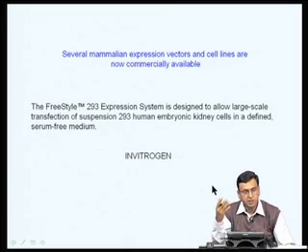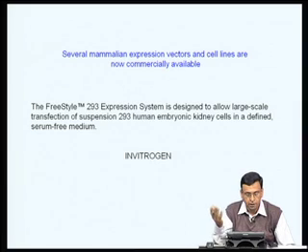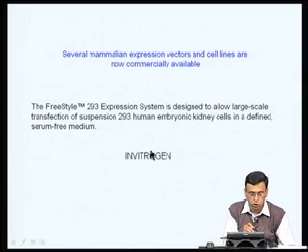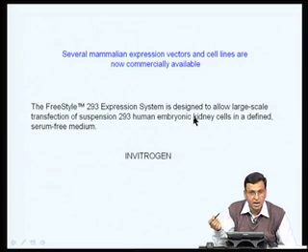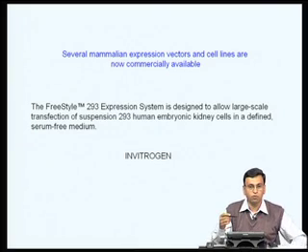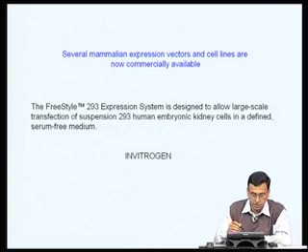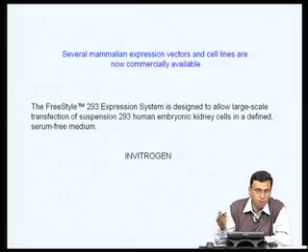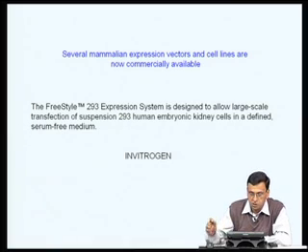Several mammalian expression vectors and cell lines are now commercially available. For example, Invitrogen has what is called the Freestyle 293 expression system. If you just buy a kit, they supply the vector, the cell lines and all the transfection reagents, as well as methods for stably selecting the stable cell lines, and the growth conditions, and you don't have to slog. You can simply buy these kits and you can express your gene of interest.